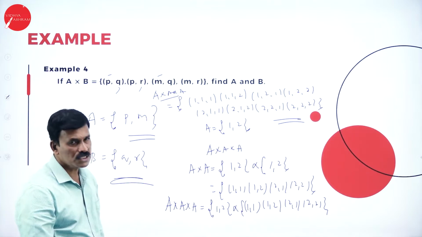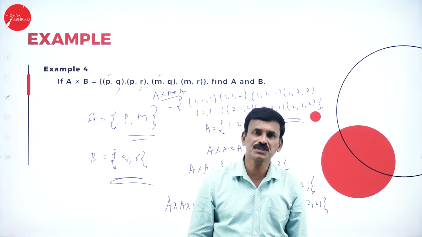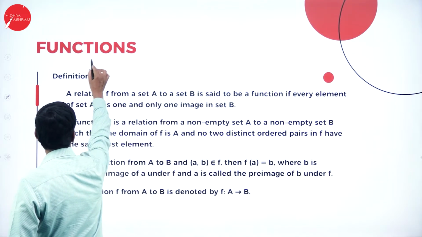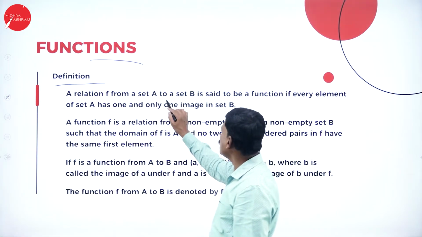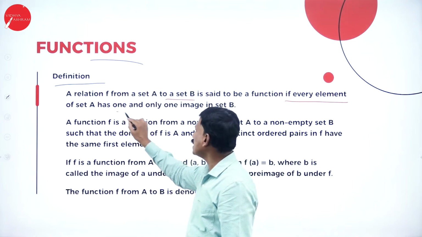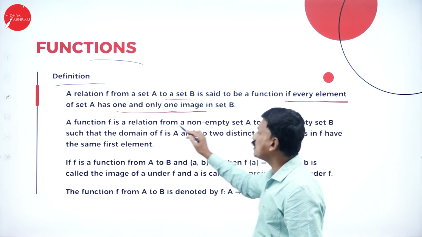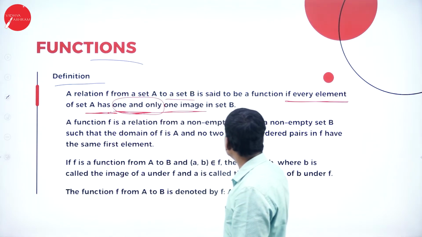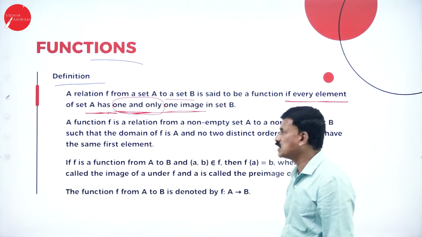Now, by knowing this Cartesian product and the ordered pair, let us come to the definition of a function. What is a function? Definition of a function: a relation from a set A to a set B is said to be a function if every element of set A has one and only one image in set B. Then it is denoted as f from A to B is a function.